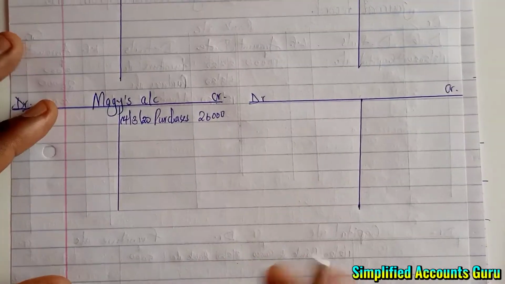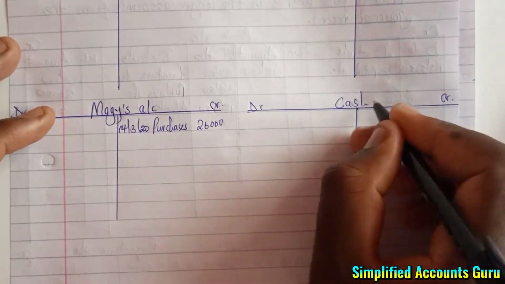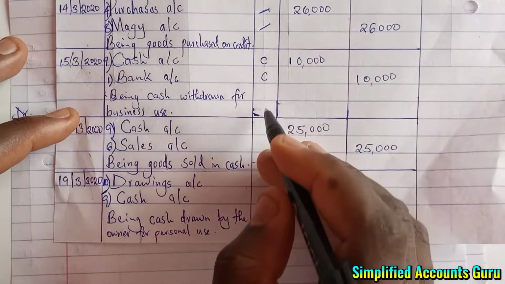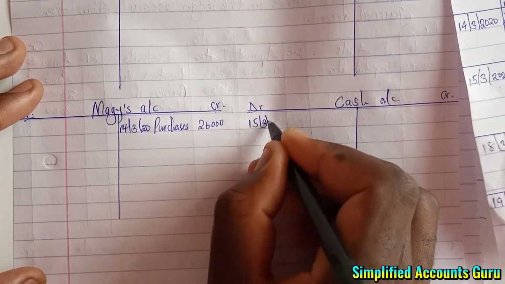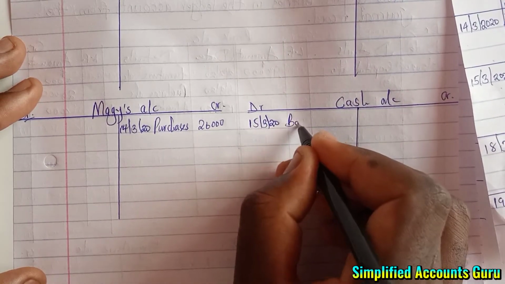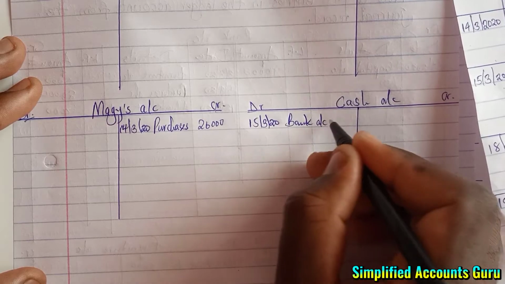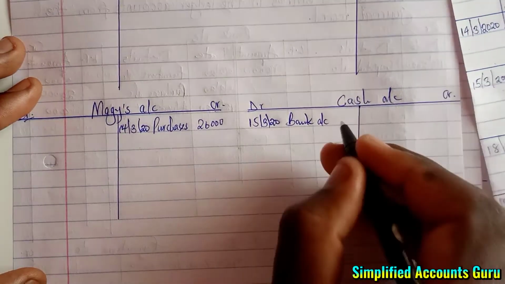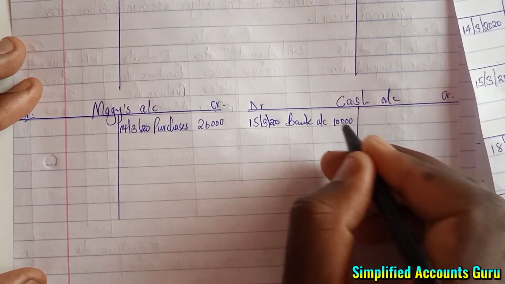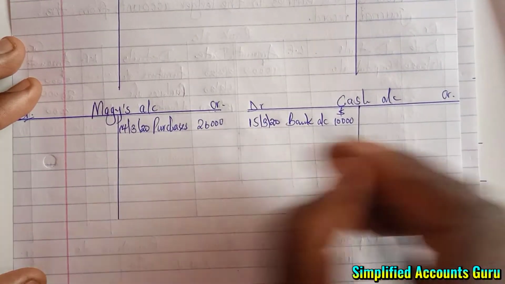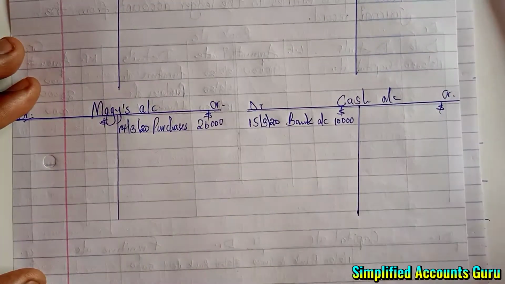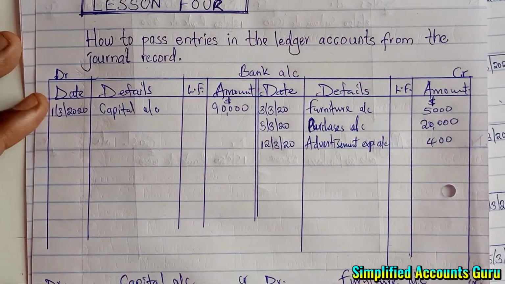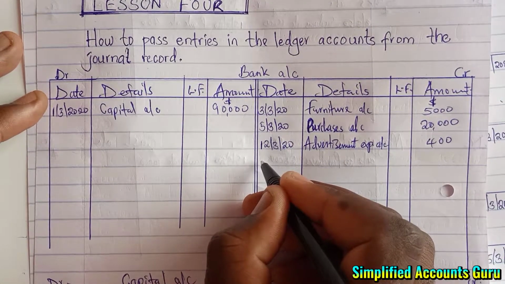On 15th, there is a cash account and there is a bank account. So we can have here, let this one be our cash account. We had said that this one is a contra entry. Say here on 15th March 2020, bank account, meaning money came from bank to cash. So bank account giving us 10,000. The dollar sign must be maintained every time. And then you go under bank account and record the same. Under the bank account, we are supposed to be crediting that transaction.